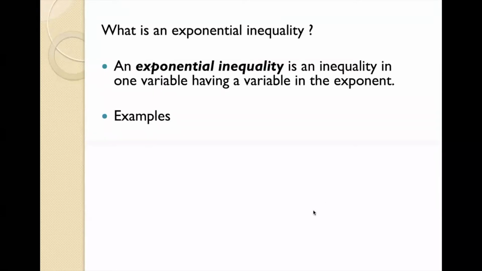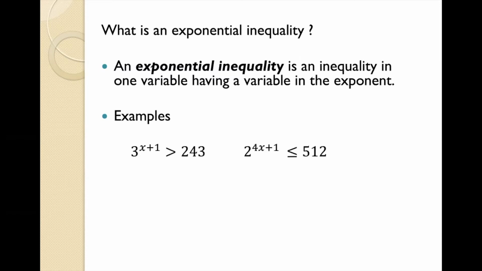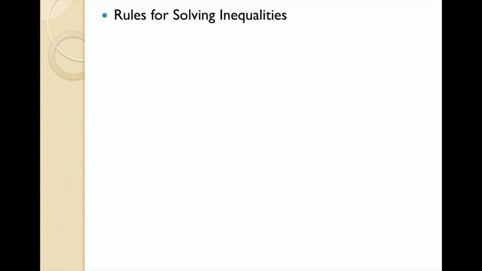So again, we have an exponential inequality. So an exponential inequality is an inequality in one variable having a variable in the exponent. So we have the following examples. 3 raised to x plus 1 is greater than 243. 3 raised to 4x plus 1 is greater than or equal to 512. 9 raised to x is less than or equal to 27 raised to x plus 1. 1/3 raised to negative x is greater than 27 raised to 2x plus 1.